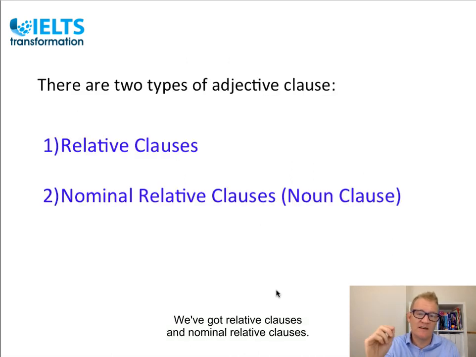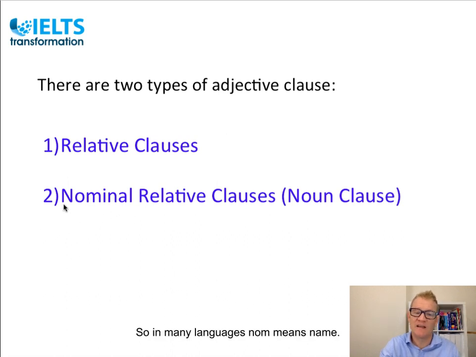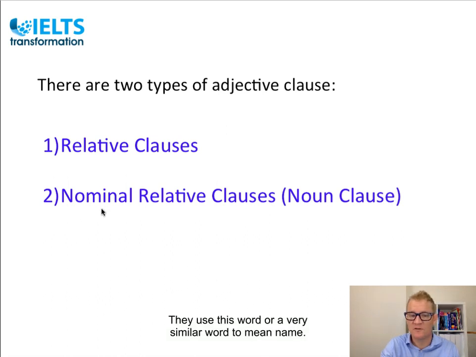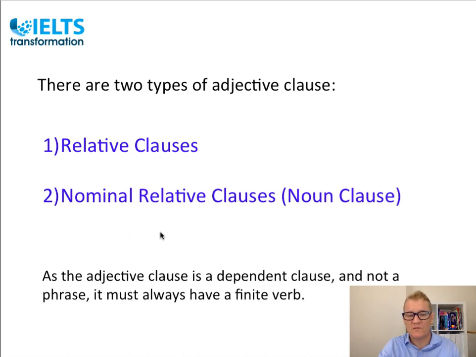There are 2 types. We've got relative clauses and nominal relative clauses. Now, a nominal means noun. So in many languages, nom means name. So, in all the Latin languages, French, Spanish, Portuguese, Italian, they use this word or a very similar word to mean name. So a noun is the name that we give something. What is this? It's a coffee cup. That's a noun, isn't it? I'm describing this thing. We use nouns to describe, give things a name.